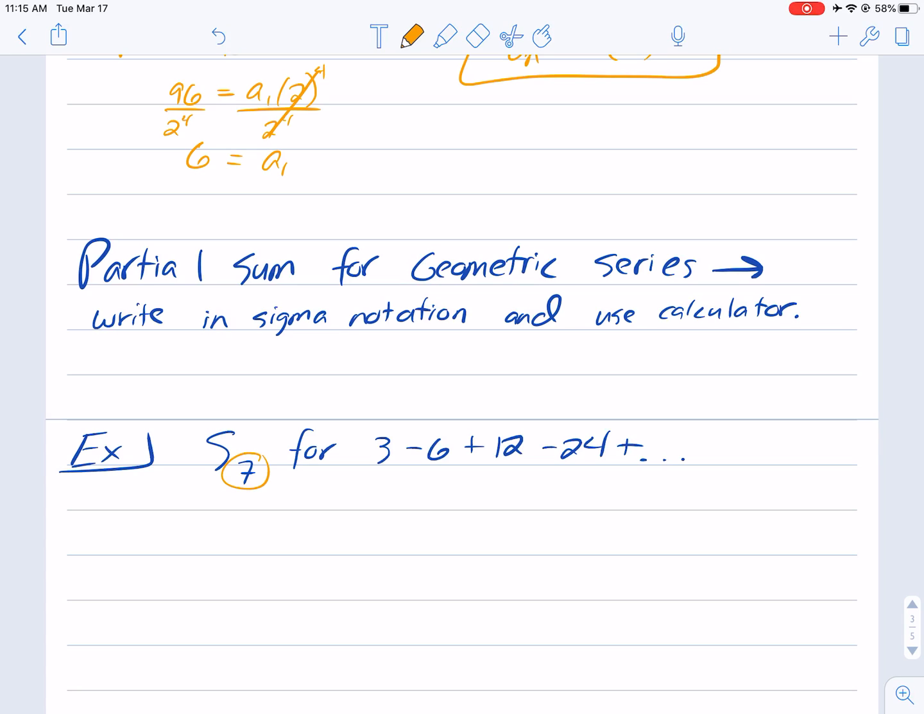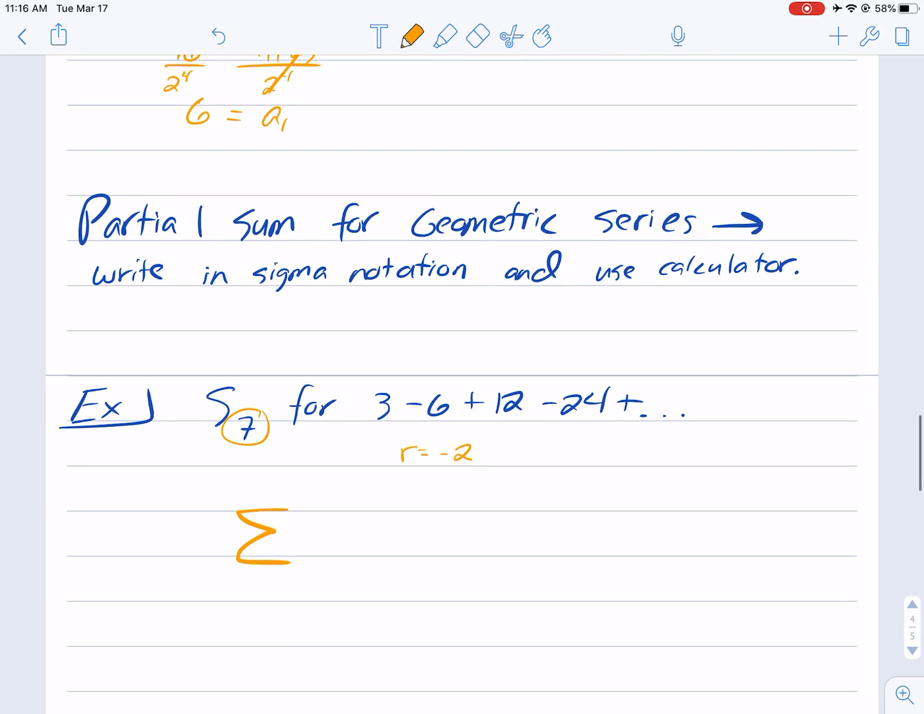Hopefully we all notice the common ratio. This one's the 2's. Doubling and cutting in half should be easy for us to notice. We're just multiplying by -2 for each of these terms in the series. So when we write in sigma notation, always start with the lower limit of 1. Our upper limit is 7 because I'm asking you to find the sum of the first 7 terms. And then write your rule, 3 times -2 to the power of n minus 1. And that would get you whatever the sum of these first 7 terms are.